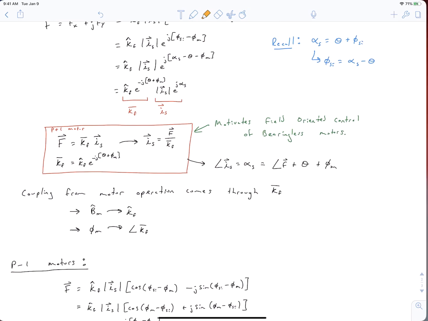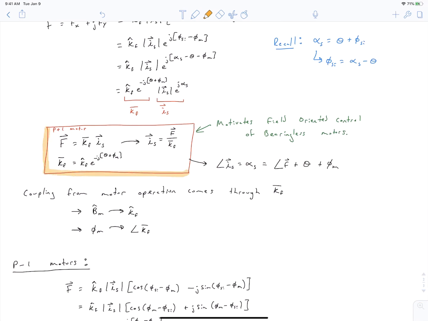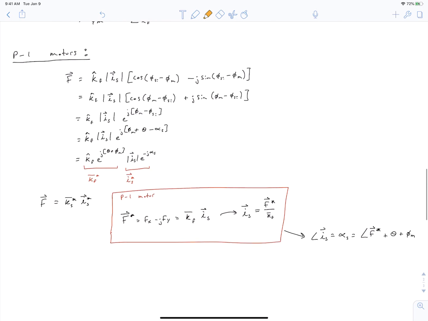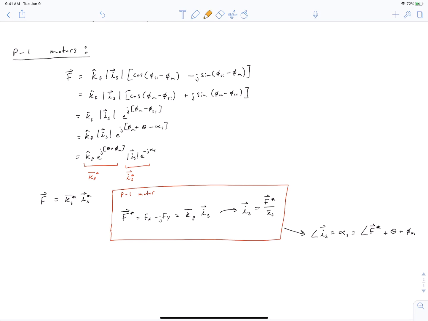And we came up with this expression right here, which gives you a very easy way to calculate the required terminal currents from a force that you desire to create. That is, you desire to create this force vector F, and then you can quickly calculate what your terminal currents need to be in order to make that force happen. So we did this both for the p+1 motor case and then for the p-1 motor case, and we got the same expressions except that we have a conjugate in the p-1 motor case for our force vector.